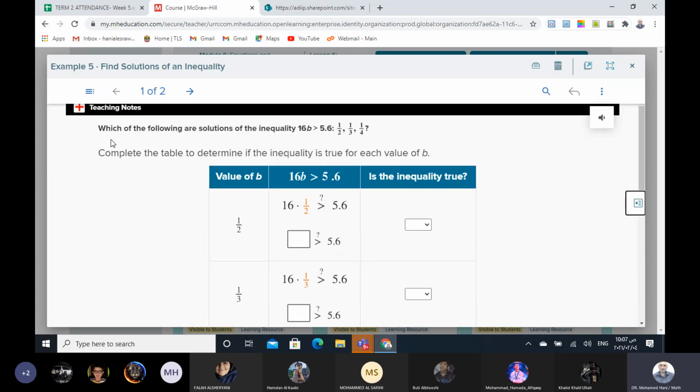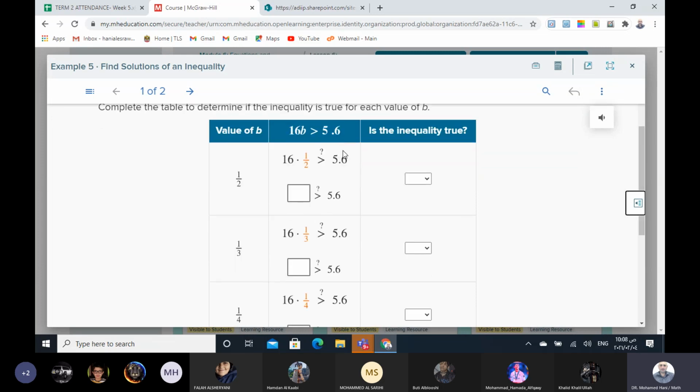Okay. The question now: which of the following are solutions of the inequality? We have 16b greater than 5.6. And here we have three values, 1 over 2, 1 over 3, 1 over 4, and we want to check. Now here we have a table. This is the value of b, this is the inequality, and here is the inequality true or not true.